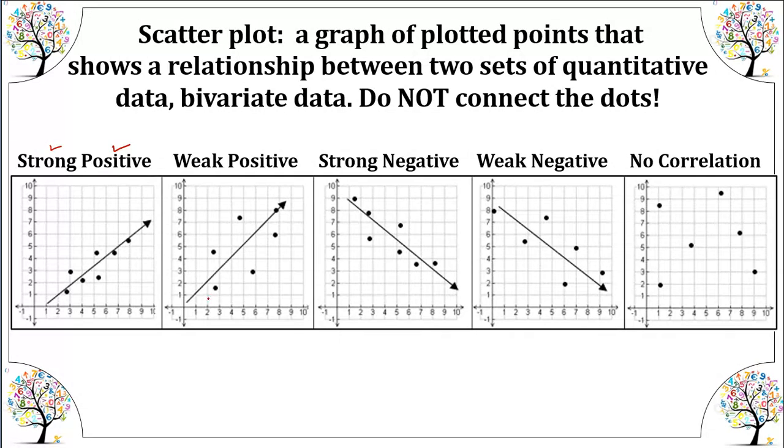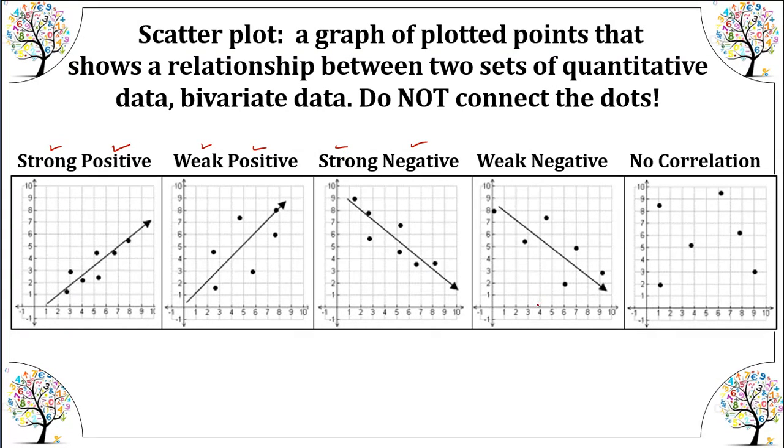In the second example, we can see a trend as we go left. Our points seem to be going up, but they're not as close together, so we call it weak, but it's still positive. Then we can have a strong negative where our data points seem to be going down. As the x values increase, the y values decrease. So this is negative, and they're clustered close together, so it's a strong negative.